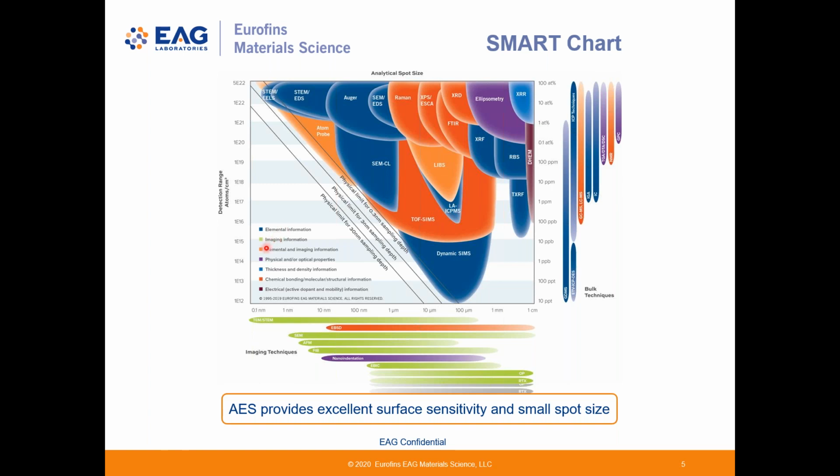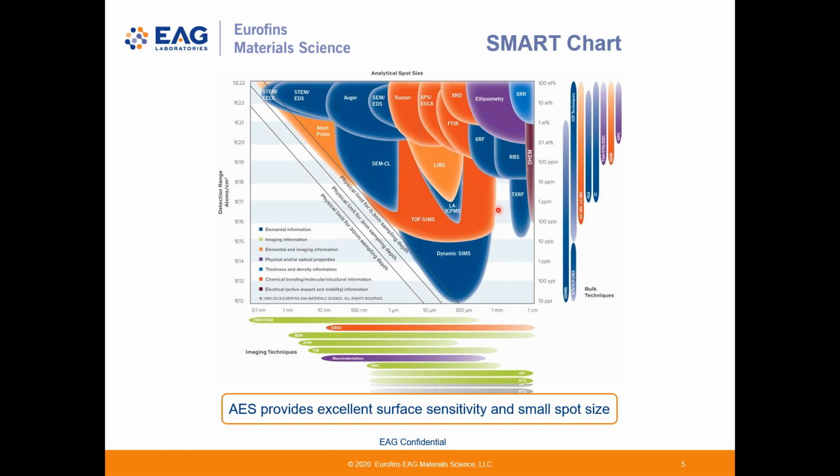The x-axis shows the range of spot size from 1 centimeter at the right down to about 1 angstrom at the far left. And then the y-axis shows concentrations either in atoms per cubic centimeter at the left or in atomic concentrations at the right. This ranges from 100% at the top down to 10 parts per trillion at the bottom.